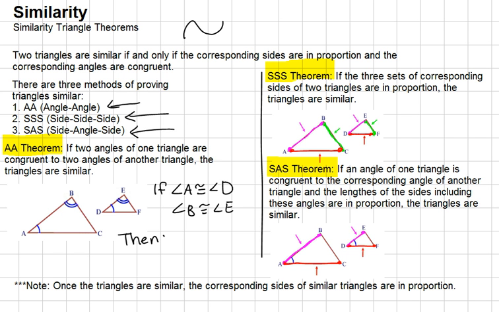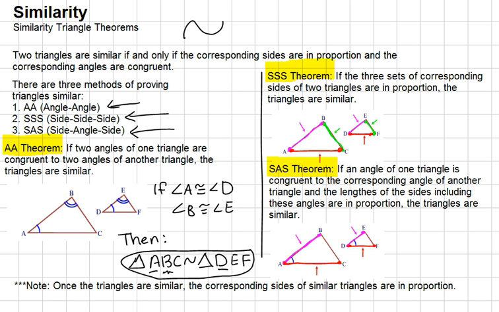Then triangle ABC, and I'm going to use a similar symbol here, is similar to triangle. Now this is where it's important. We need to make sure we correspond everything that matches up. So the angle that corresponds with angle A is angle D, so that's going to go first. Then we have B, and the angle that corresponds with angle B is E, so E has to go next. And then we have C, so F would correspond with angle C. So that would be our similarity statement, if we had to write that.